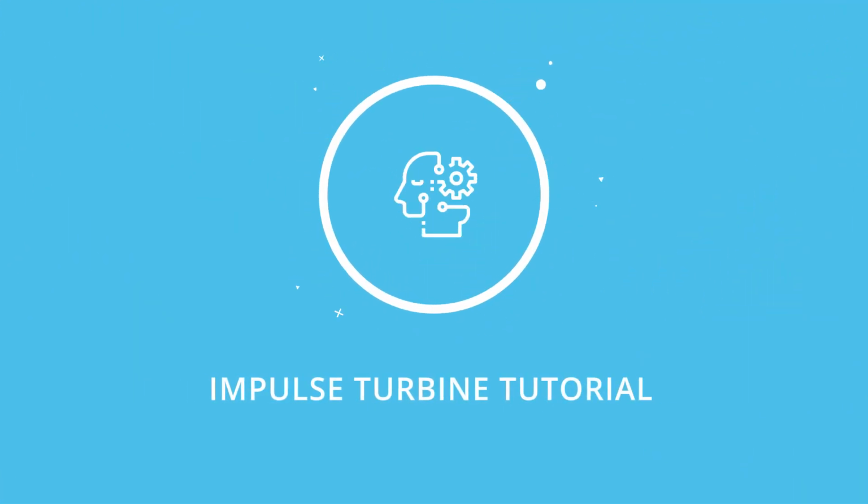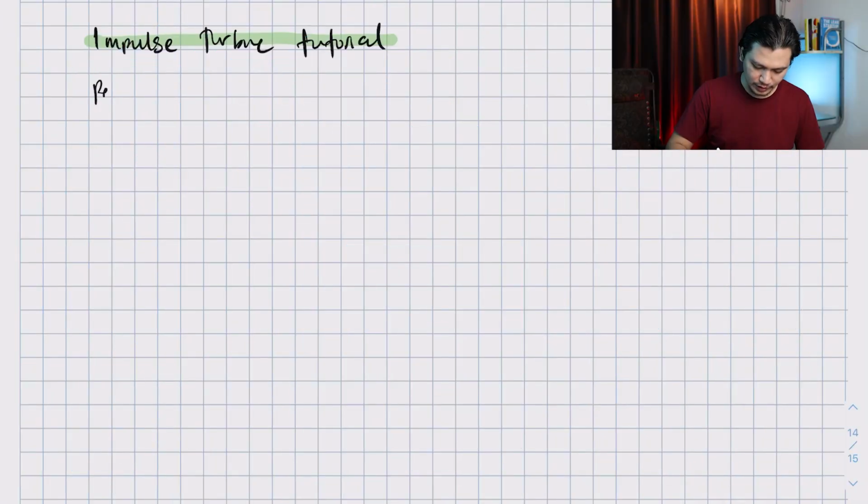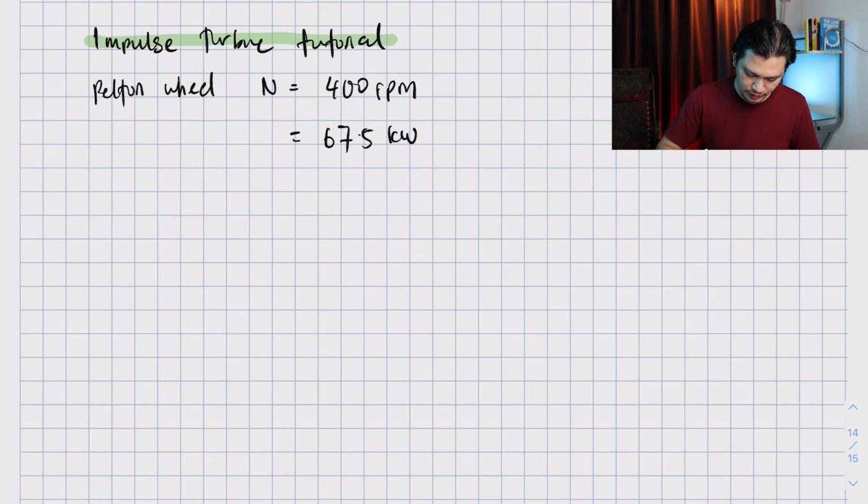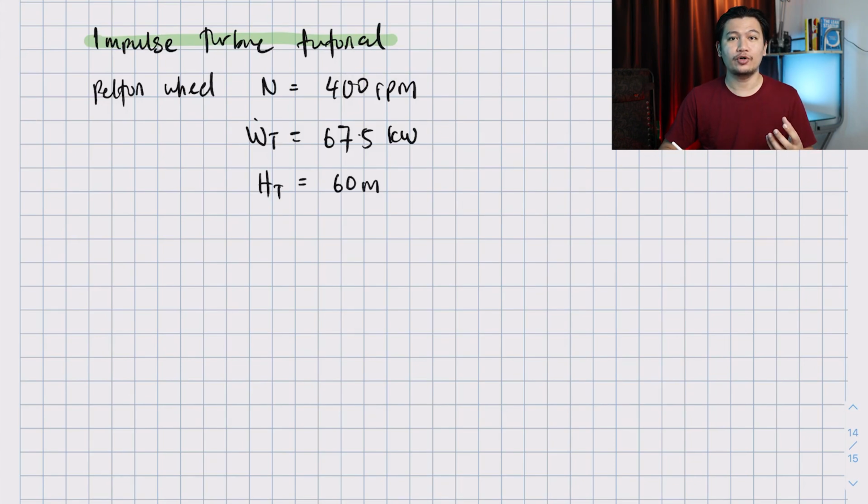In this video we're going to be working on a tutorial about an impulse turbine. So basically what you have here is a Pelton wheel that rotates at a rotational velocity of 400 RPM. The power output of this wheel is 67.5 kilowatt. This is the power output, so this is W dot T. We also know that the head of the turbine is 60 meters of water.